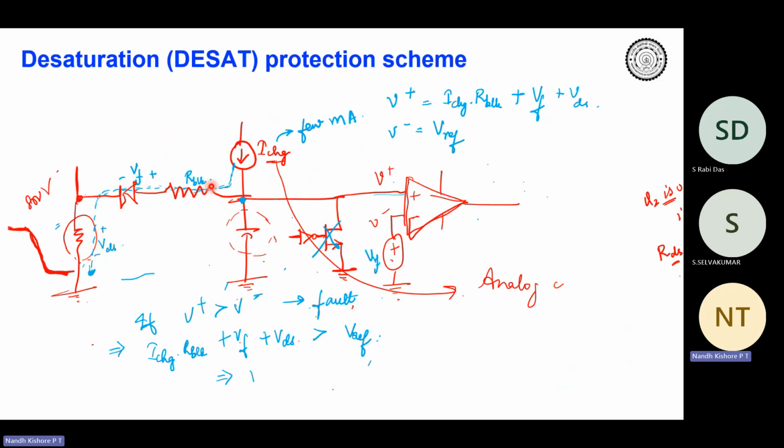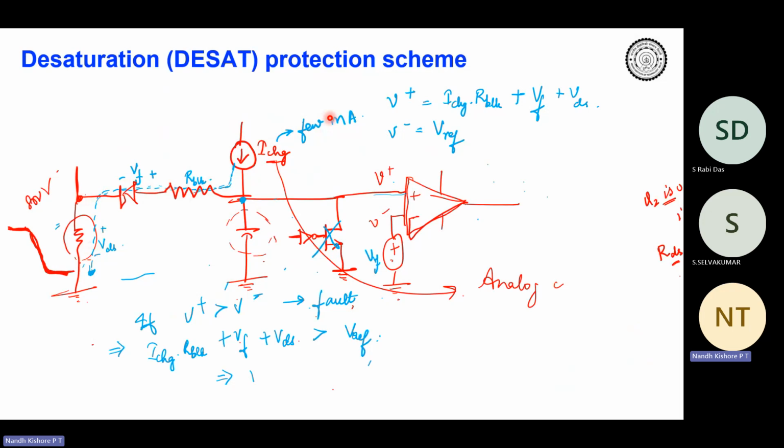Now the idea is that if the voltage at the anode of this diode is more than VDS, that is enough for me. Therefore, I know what is my I charge. It's a constant current source, right? You can realize it with analog circuits, or nowadays it is inherent in the IC itself. So I know the value of I charge, and generally it is a few milliamperes. It is generally given in the data sheet of the gate driver IC itself.